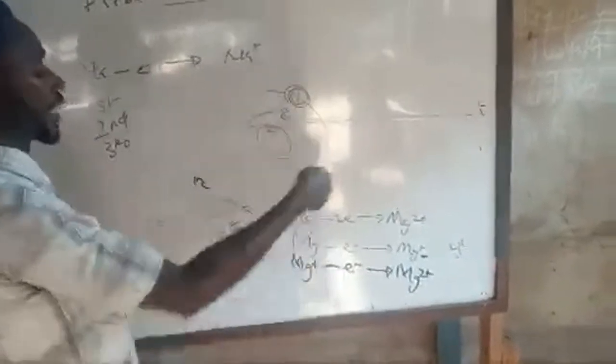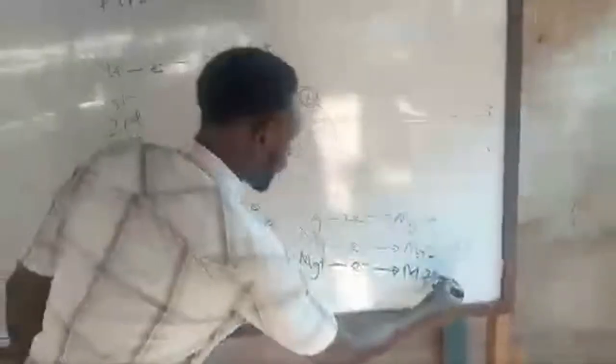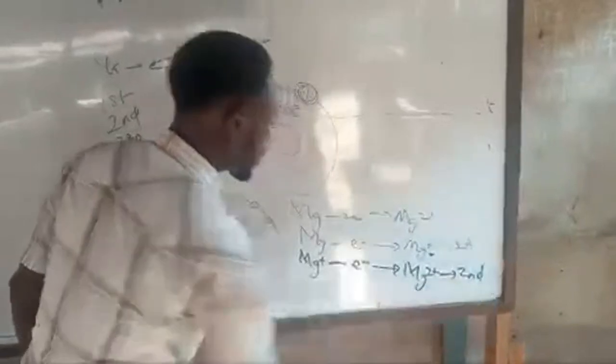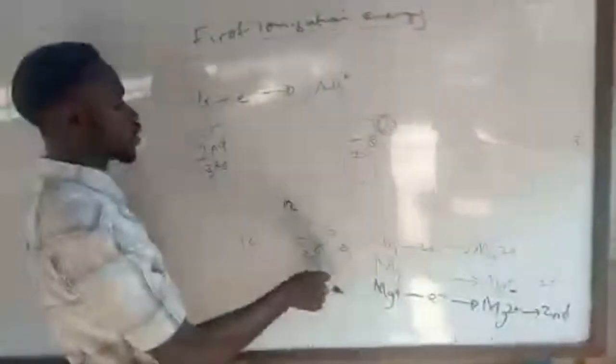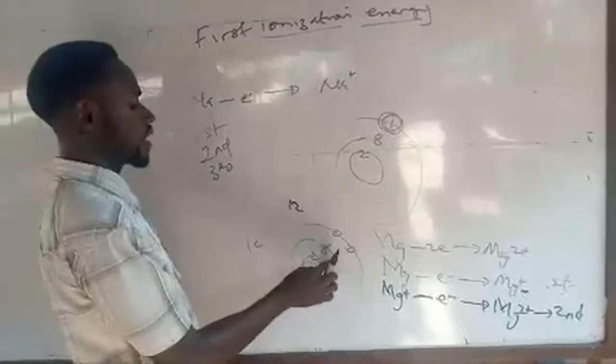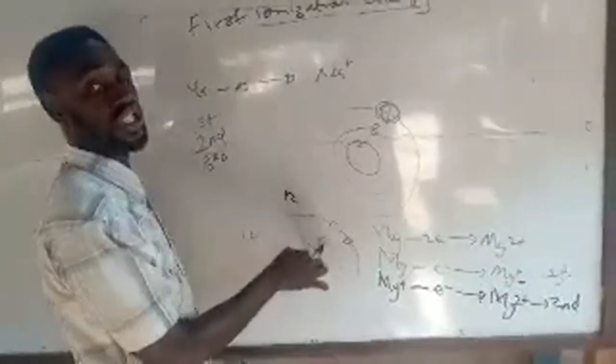So when it has acquired +1, you remove again. The energy involved here is the second ionization energy. For magnesium, the third ionization energy is now very difficult because it now enters into the other shell. In chemistry, we only remove from the last shell. That is how chemical reaction is effected.